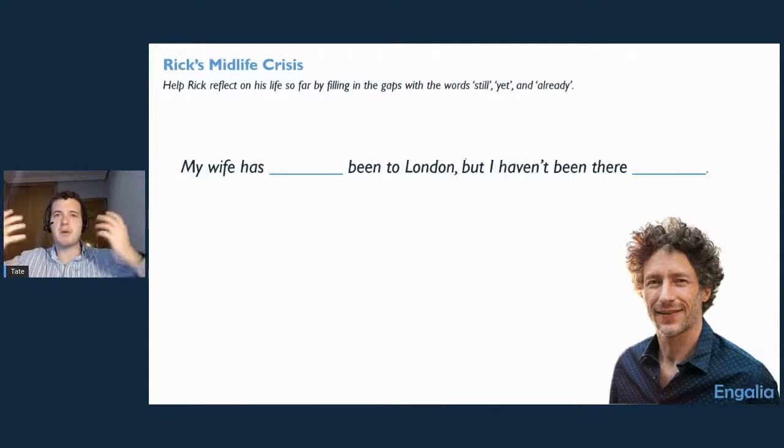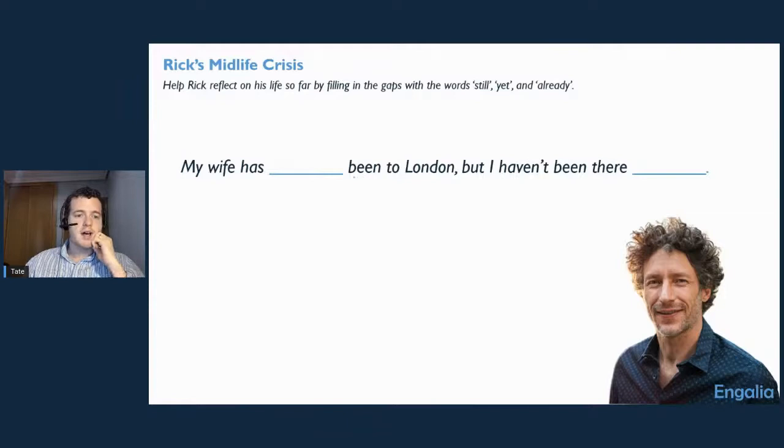Let's step it up a notch. Let's turn it up. So now we have to put two words in there. We have to decide which one we're going to use. So my wife has blank been to London, but I haven't been there blank. So we need two words now.